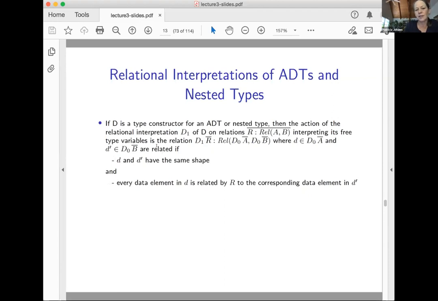So I should have the same length. So for lists, that means the same shape. So for lists, that means I should have the same length. And this says, well, if I look at the data elements of corresponding positions, then they should be related by the relation that I'm trying to lift to the lists.